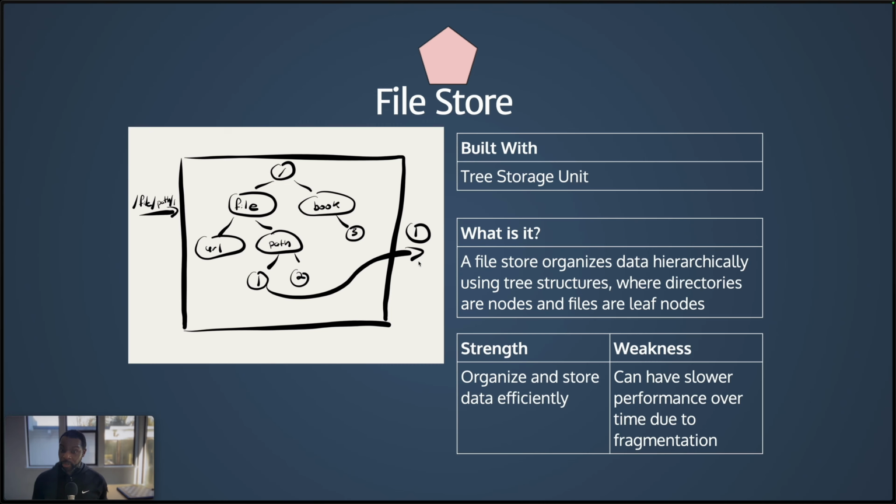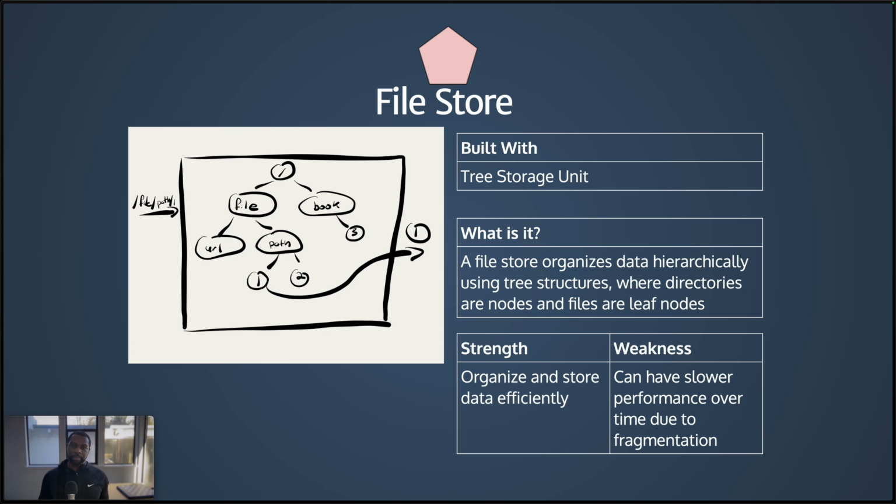A file store organizes data hierarchically using tree structures, where directories are nodes and files are leaf nodes. The idea is that you put in a number of files and it organizes them in this tree storage unit, so that when you pass in a path, it can traverse the tree, and if it's not found, it returns nothing. But if it is found, it gives you the actual file.